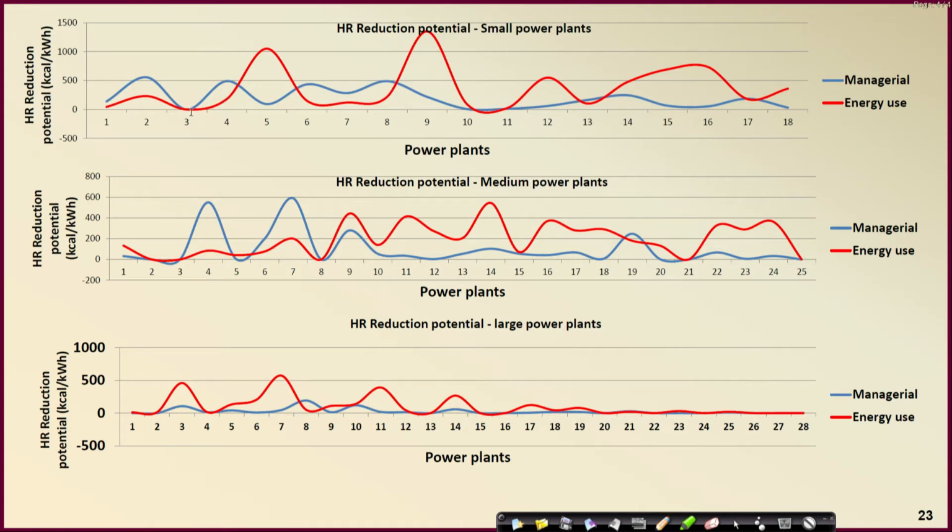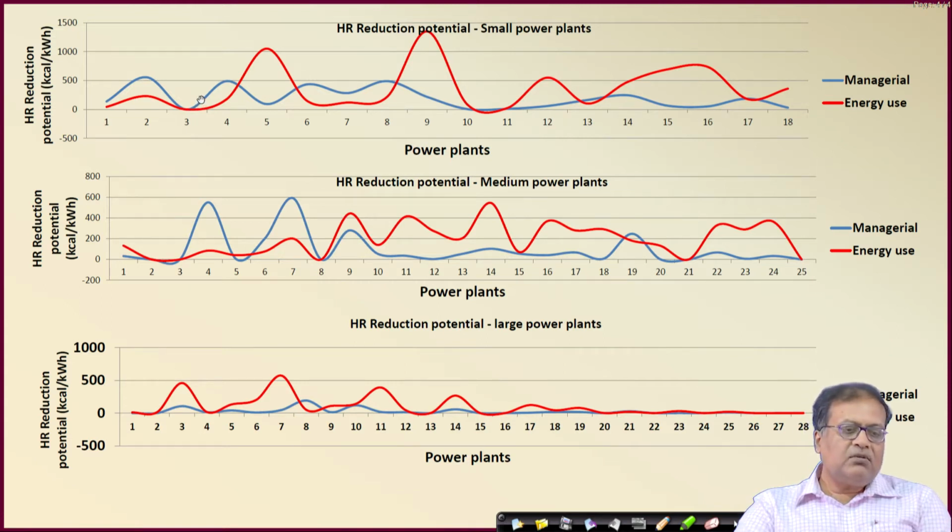But what about unit 3? Can you see this? This unit 3 is using the energy as well as the managerial potential in the best possible manner. So, they do not have any reduction potential. That means they are already using in the best possible way. Do you understand? So, in that sense, you may even say that unit 3 is a kind of a peer unit. You can also see unit 3 is a peer unit here also, whereas here unit 4 is the peer unit.